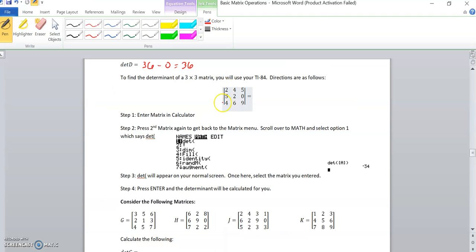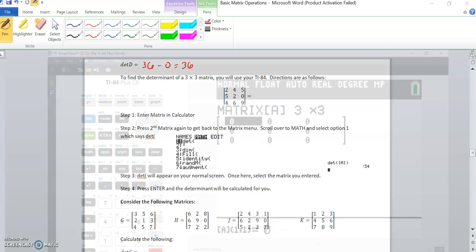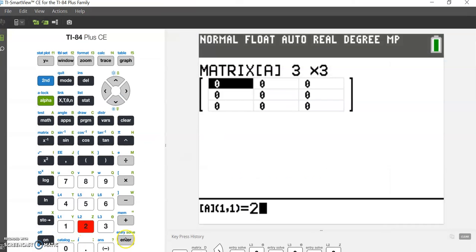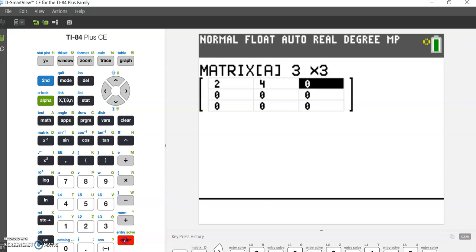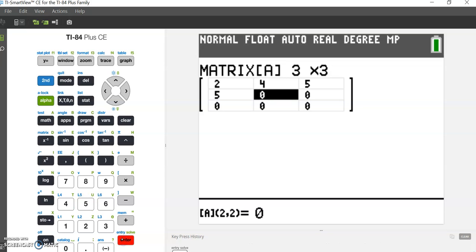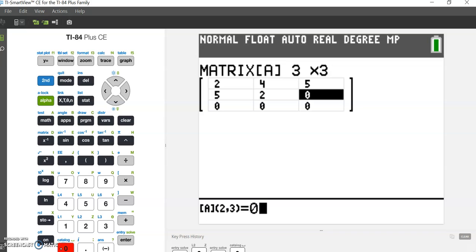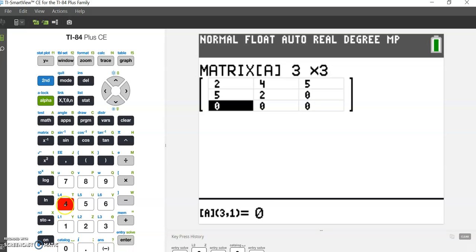Those numbers are right off this page, and as you hit enter, it'll go across first. So we'll go 2, 4, 5. So 2, hit enter, it goes across, 4, hit enter, 5, hit enter. Then it goes to the next row. Then the others were 5 again, then 2 and 0, and then 4, 6, and 9. So we've filled in our matrix. We've now defined matrix A. It's a 3 by 3 with these entries.